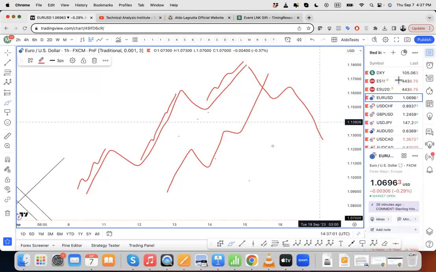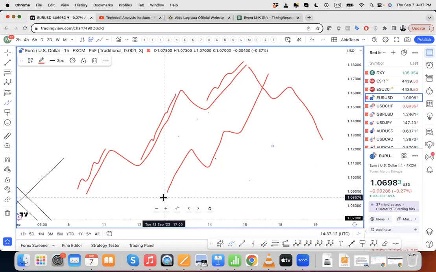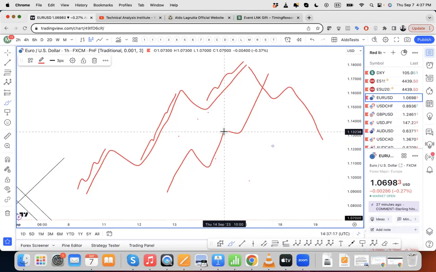Basically, because it doesn't respect the three rules. Again, let's go through the three rules. Wave 2 never travels more than 100% the distance traveled by wave 1. Well, that's okay. It did well. Wave 3 can never be the shortest. Uh-oh. It is the shortest here. Therefore, it cannot qualify as an impulse.